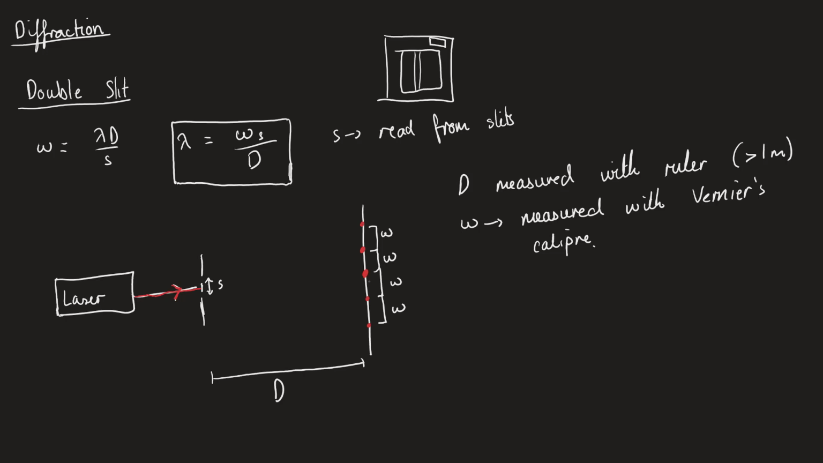So just mark it with a pencil and take the paper, and then you can measure the distances on the paper. But like I say, you want to make sure you get as many measurements of W as possible, and you can do that because you have multiple fringes. Okay, so now you know D because you've measured it with a ruler, you know W because you've measured it with vernier calipers, you know S because you read it from the slits, and now you can calculate a value of lambda.